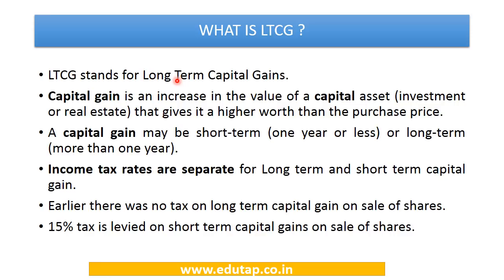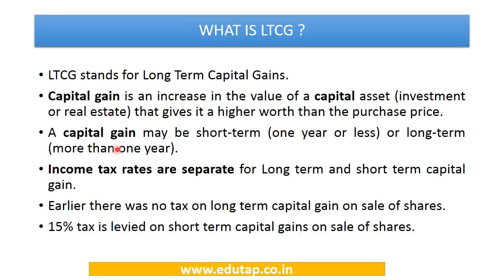This is the most basic part. LTCG stands for long-term capital gains. Long-term we understand is for a longer period. What is capital gains? A capital gain is an increase in the value of a capital asset, which can be an investment or real estate or a property, which gives it a higher worth than the purchase price. So if you bought a property worth rupees 1 lakh and now its value is rupees 2 lakh, the 1 lakh difference is nothing but the capital gain. And the same goes for equity and mutual funds as well.